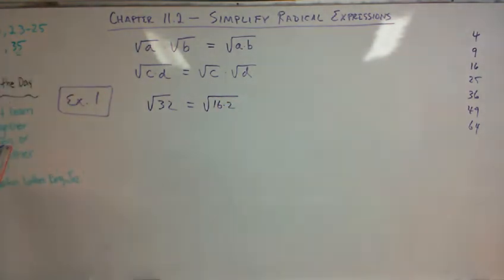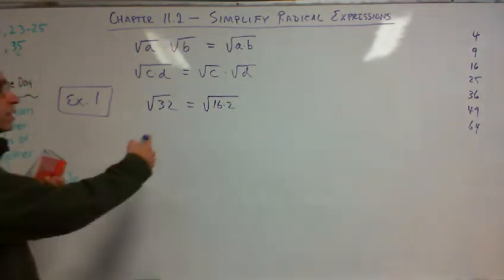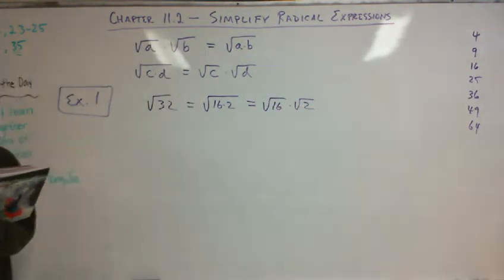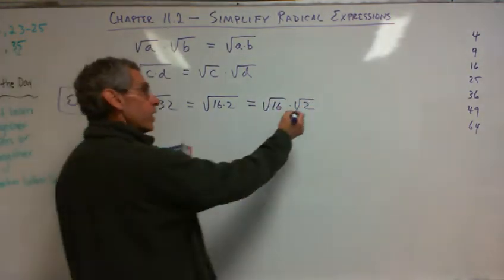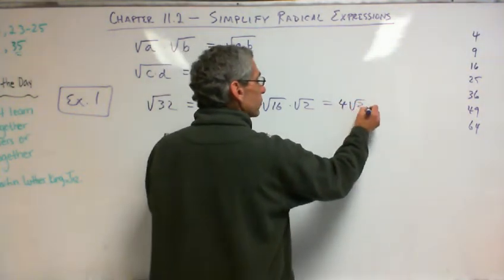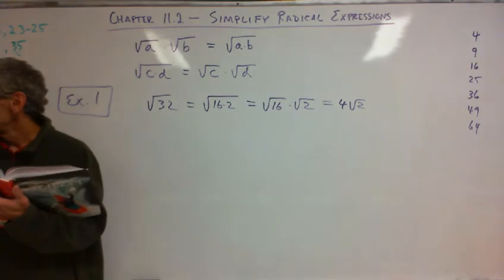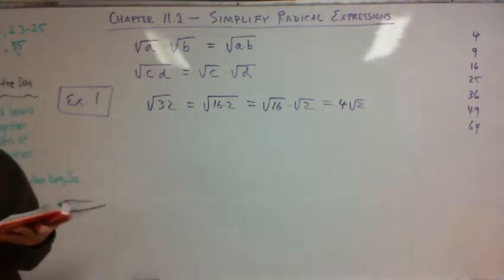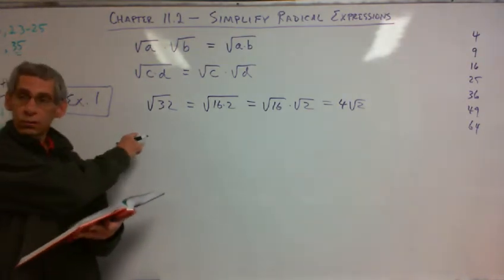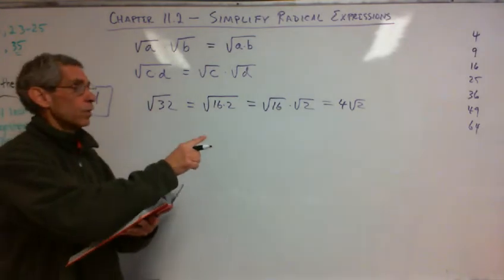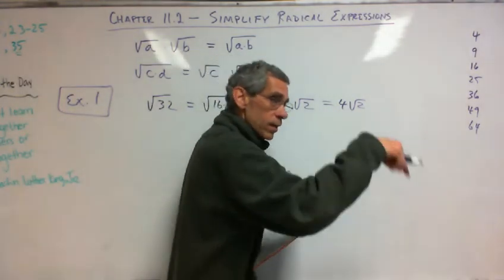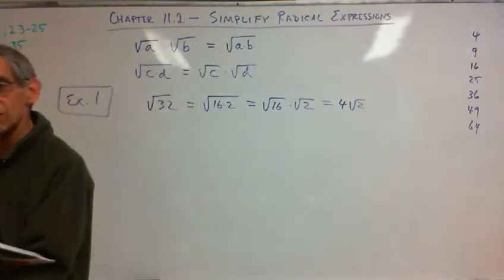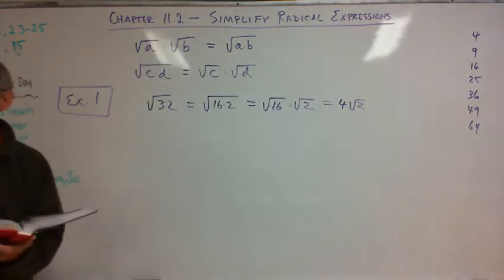So watch. That's the same as the square root of 16 times 2. Do you agree with me? That's the same as the square root of 16 times the square root of 2. What's the square root of 16? 4. So that's the same as 4 times the square root of 2, and that's what they're asking you to do. Now you tell me, is it easier to take a calculator and put in the square root of 32, or is it easier to do 4 times the square root of 2? The square root of 32 is going to be easier if you're using your calculator, right?